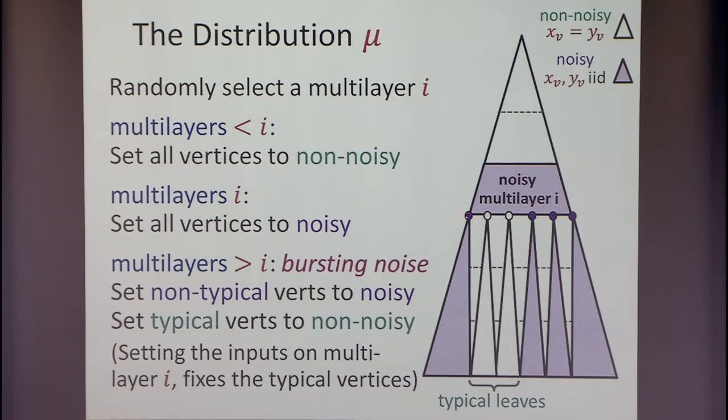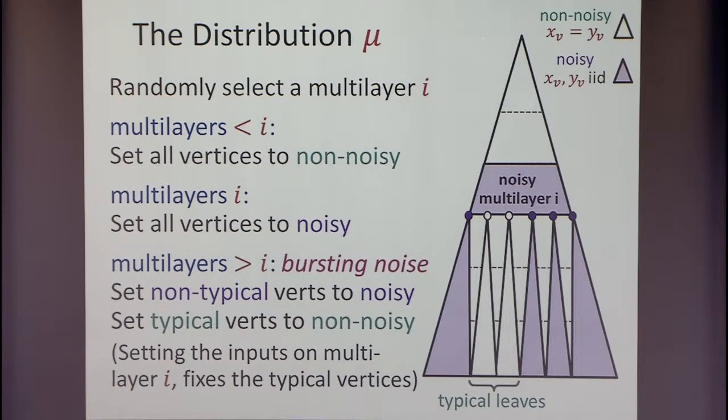So if this guy is not typical, so this part of the path does not contain 80% correct children, all the subtree rooted at this vertex is going to be noisy. But if this guy is typical, then everything beneath it, its subtree, is going to be non-noisy. So this is a slightly more complicated definition. The complication is only here.